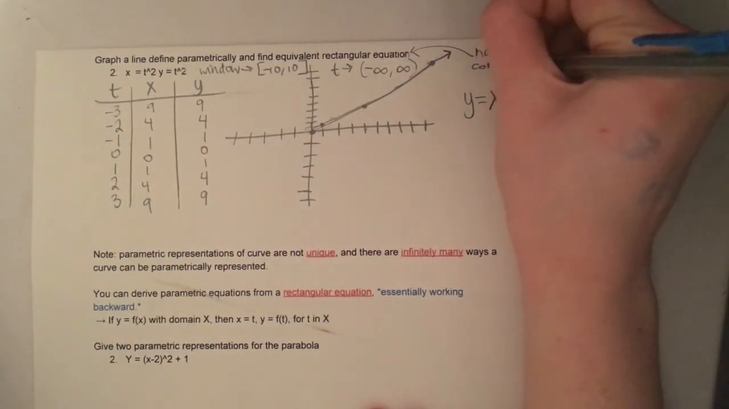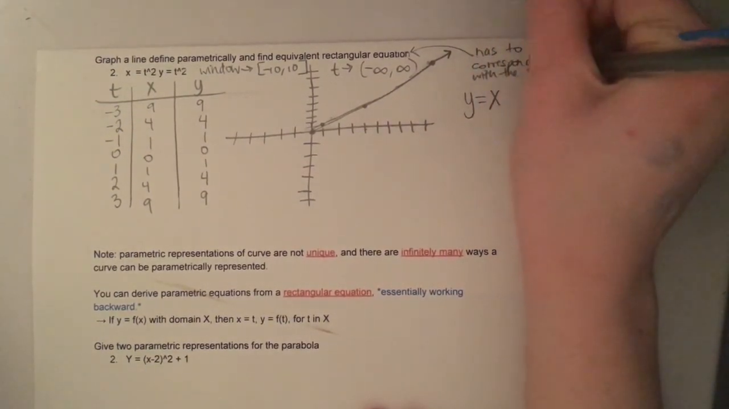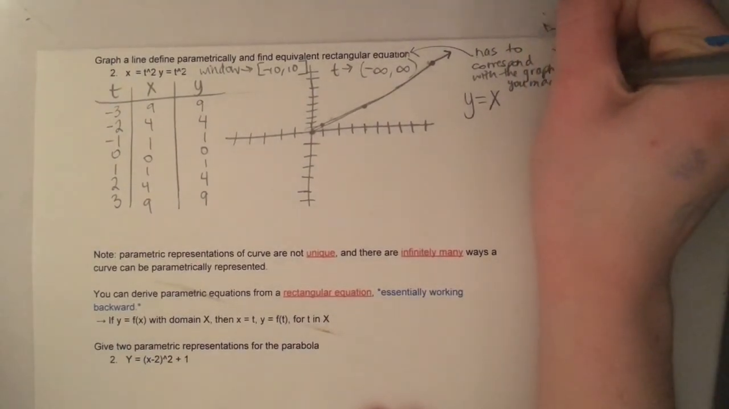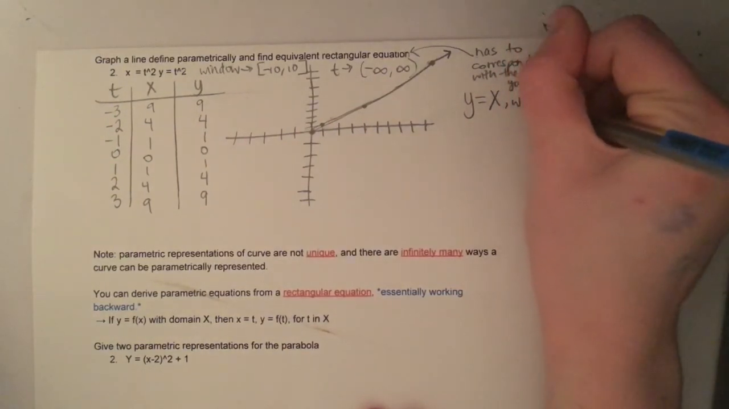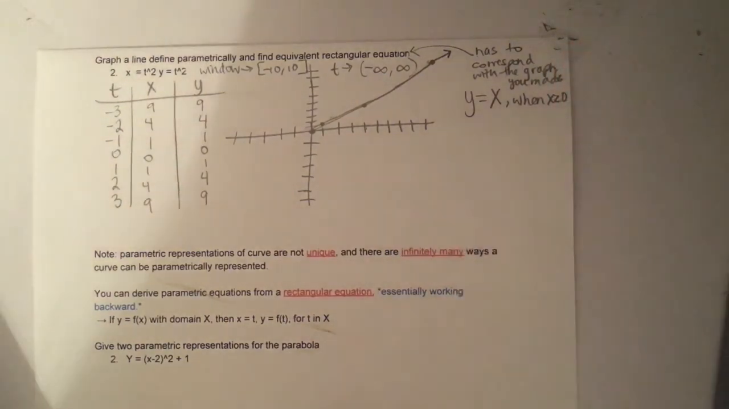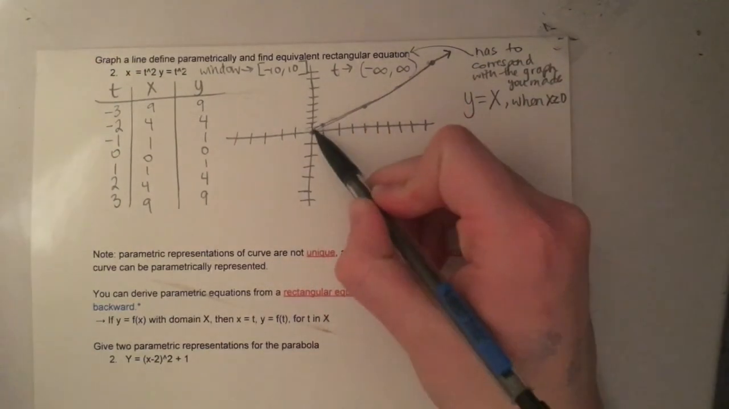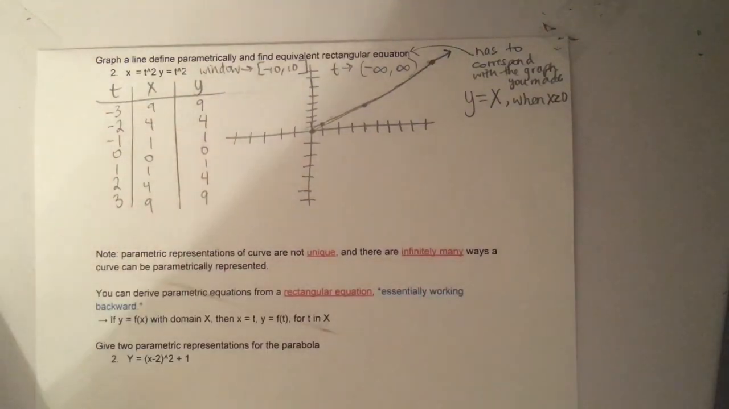Has to correspond with the graph you made. So keep that in mind, all right? And so y equals x when x is greater than or equal to 0, okay? All right, because anything squared is positive, and you can have 0 as shown here. It's a straight line, okay? And we're done with that problem.